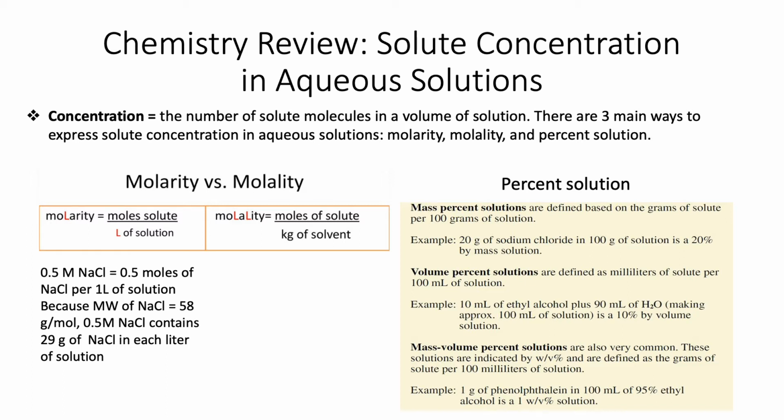Lastly, you can also express solute concentration based on a percentage. There are 3 ways to do this: mass percent solutions, volume percent solutions, or mass volume percent solutions. I'd like to point out that you get a lot more practice with calculating these types of concentration in lab. If you'd like more assistance on how to calculate solute concentration, please reach out to me, and we can work through some problems together.